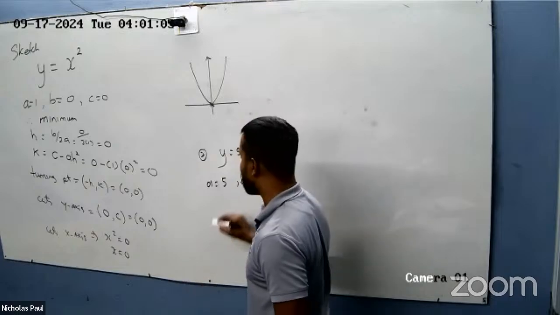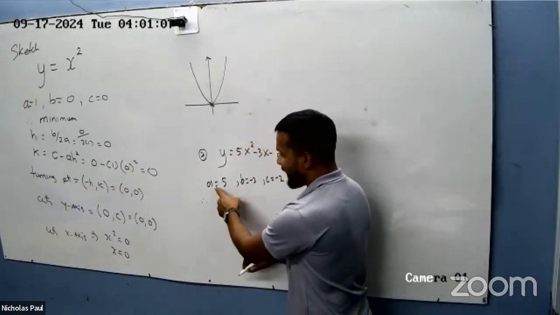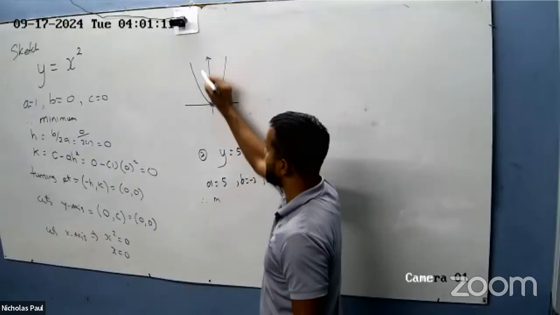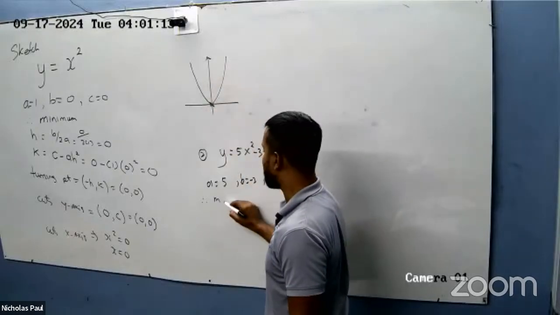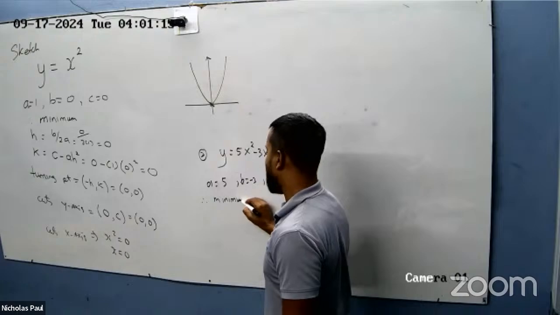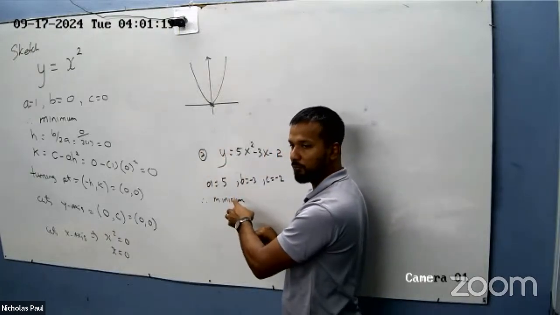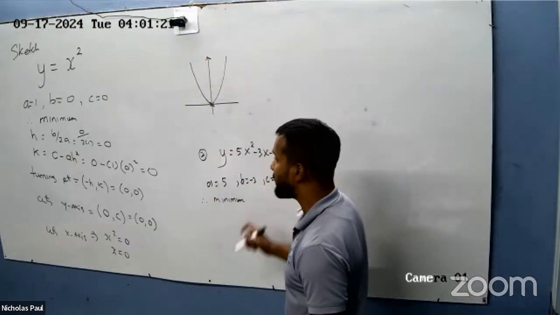Then all we have to do now is, if A is greater than 0, it's a minimum. So it's shaped like this, right? If by chance A was less than 0, it's shaped like that, upside down, right? So that's step 1 and 2.